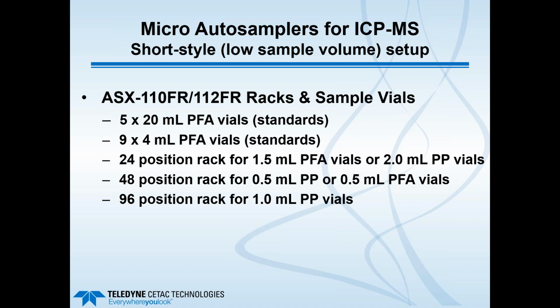So, looking at the choices that you can have for racks and sample vials, this is what we'll call the short style or the low sample volume setup. The standards, there are 20 mL volume PFA vials and 4 mL volume PFA vials that are available as standards that can be put in the outside slots on the carousel or rotary tray. And there are 24, 48, or 96 position racks for the smaller volume vials, and these are either PFA or polypropylene, ranging from a half mL up to 2 mL in volume.